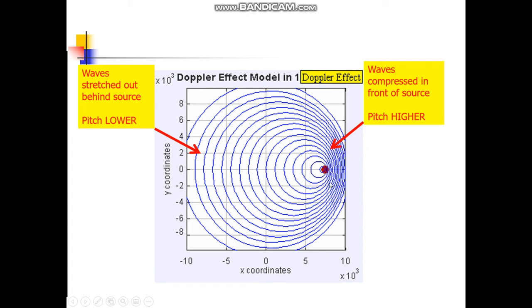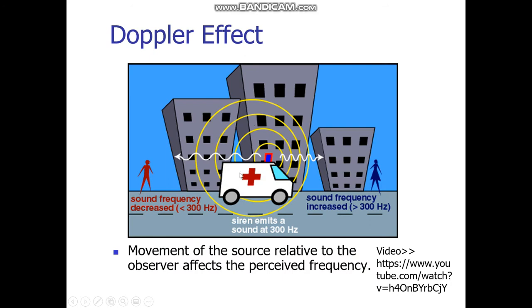Now, I'm saying experience and hear because you can have different kinds of waves, and this effect works with any wave. So if these are sound waves, it would be something you hear. If it was visual waves, light waves, it would be something that you see. You would see a higher frequency in front, and you would see a lower frequency behind. This shows it nicely with an ambulance moving towards two people. The person in front, you can see here are the waves. Here the wavelengths are compressed, and the person in front is going to hear an increased frequency.